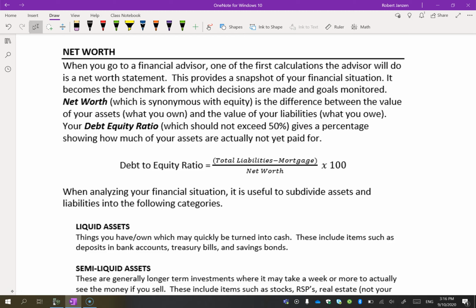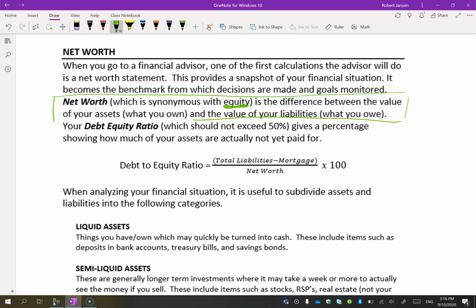So when you go to a financial advisor, one of the first calculations the advisor will do is your net worth statement. This provides a snapshot of your financial situation. Okay, it becomes the benchmark from which decisions are made and goals monitored. Net worth, which is synonymous with equity, so it's what you have accumulated, is the difference between the value of your assets, what you own, and the value of your liabilities, what you owe. All right, so you might want to put that in your cheat sheet just so you always know what it is.